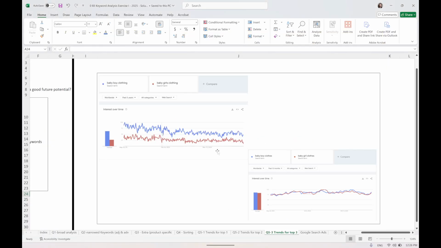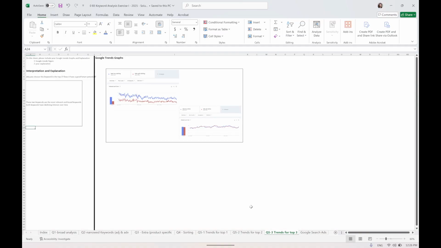But here I have evidence that when I put together baby boy clothing and baby girls clothing, it gave me some gap between them compared to when I put baby boy clothes, baby girls clothes. Even in the past 12 months, they are almost overlapping. Here it is, so this is 2023, then 2024. So that's maybe quite interesting.